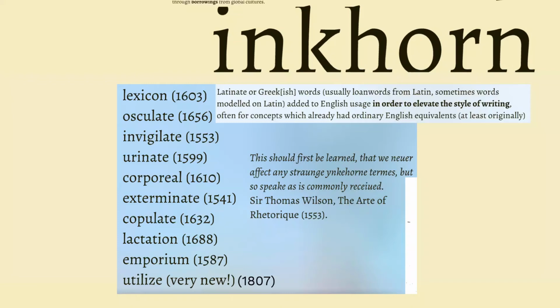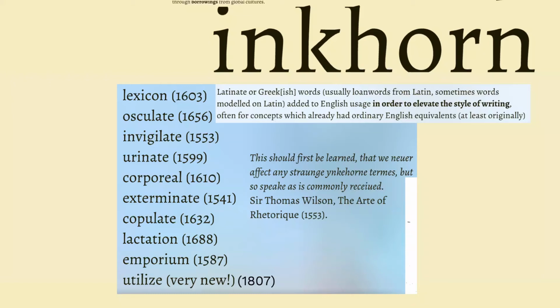Look at the words that get added in this rough century. We get the word lexicon in 1603, where word hoard was doing just fine from the Old English. We get osculate, which we talked about in our Zoom session, which is just kiss. We get invigilate, familiar to us at U of T, which means stand guard. We get urinate, which means just piss. Corporeal, related to bodies. Exterminate. Copulate. We had already had the word fuck. And we also had sweeve, by the way.